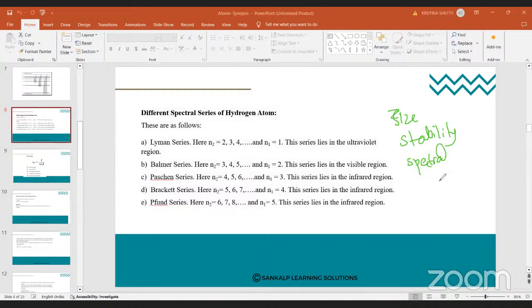Therefore this is the third merit. The fourth is that the Rydberg constant value is also calculated using Bohr's theory. The ionization energy of the hydrogen atom in the ground state can also be calculated using Bohr's theory. So size, stability, spectral lines, Rydberg constant, and energy of the hydrogen atom in the ground state are calculated using this Bohr's theory. These are the merits points.